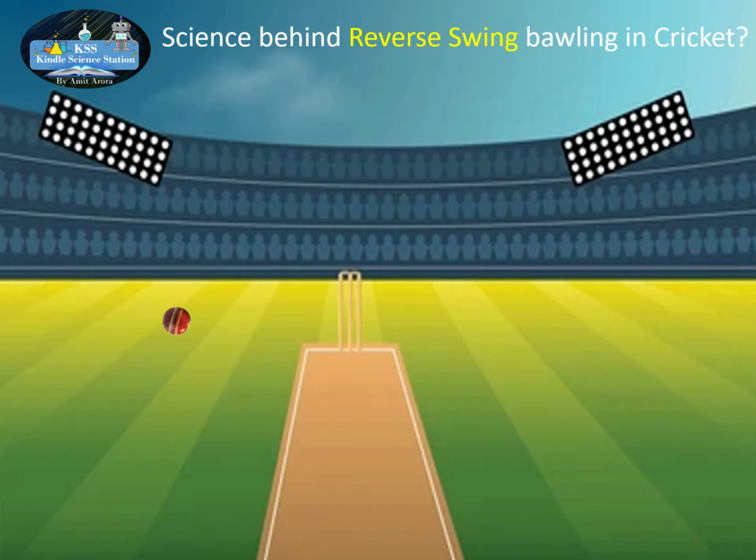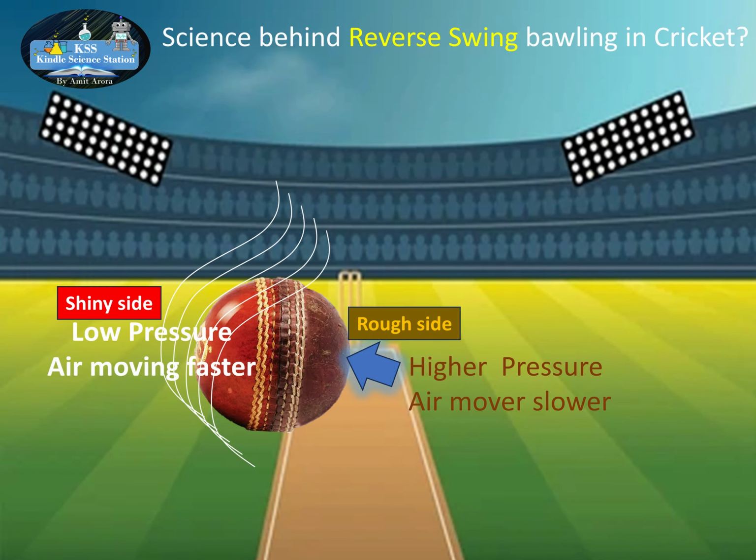The delivery comes into the right hander if the smooth side of the ball is facing towards him, and the ball swings away from him if the shiny side of the ball is not towards him. So if the bowler is bowling an outswinger with the usual seam straight position, the reverse swing makes it an inswinger and vice versa. If we apply Bernoulli's principle, the air on the shiny side of the ball will travel faster and hence have lower pressure compared to the rough side, which makes the ball move towards the shiny side.